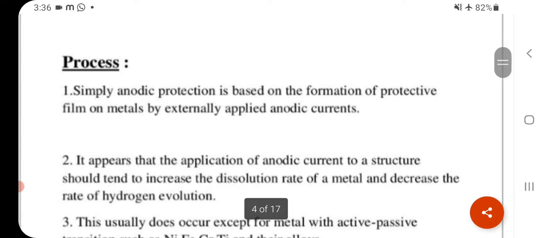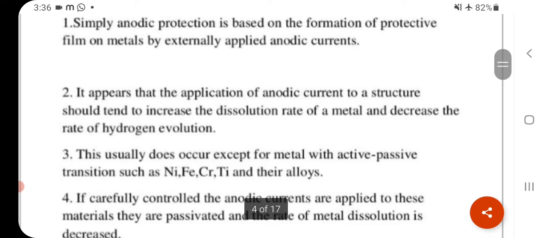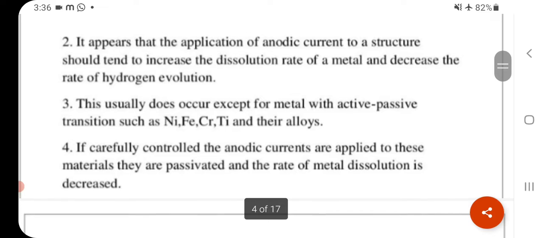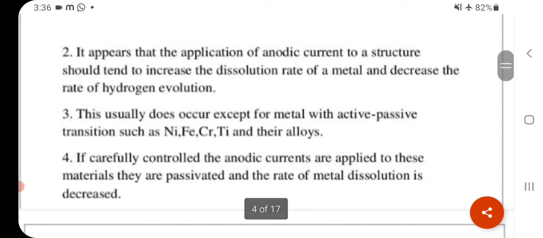Process of anodic protection. First, simply, anodic protection is based on the formation of a protective film on metals by externally applied anodic currents. Second, it appears that the application of anodic current to a structure should tend to increase the dissolution rate of metal and decrease the rate of hydrogen evolution. This usually does occur, except for metals with active-passive transition such as nickel, ferrous, chromium, titanium and their alloys. If carefully controlled anodic currents are applied to these materials, they are passivated and the rate of metal dissolution is decreased.